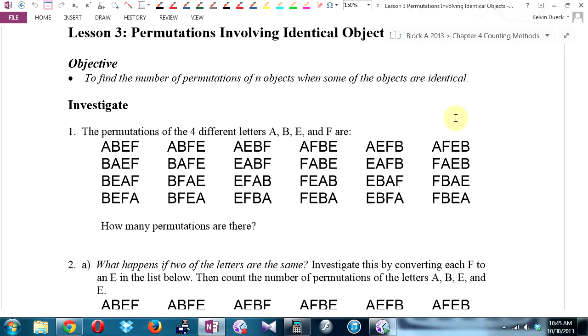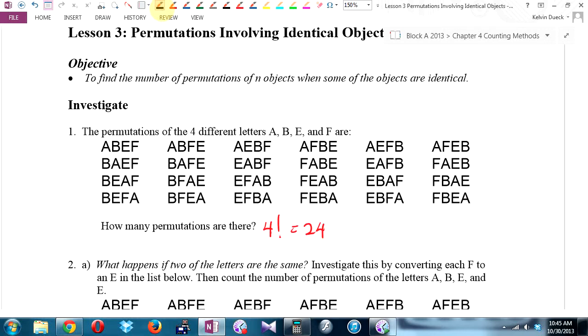It's 4 deep by how many across? 6. It's 4 by 6. How many? You could have said it's 4 factorial, but I noticed there's 24 different permutations. Right? Okay, guys? Yes?